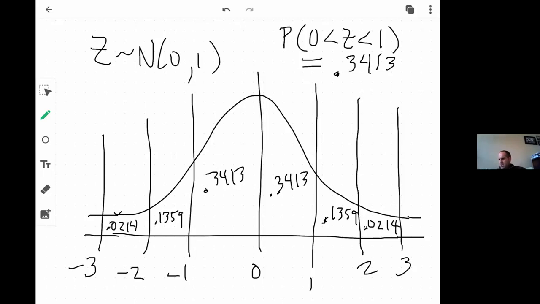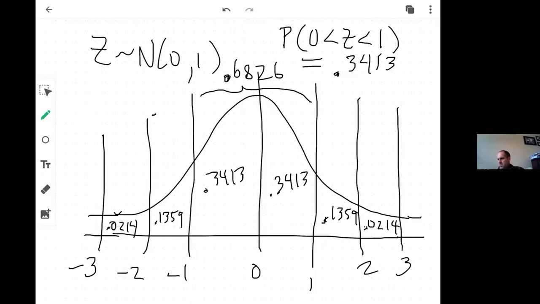And what about that percentage right there? Well, that's 0.6826. So basically that means that to be within one standard deviation of the mean, there's about a 68% chance, a little bit over 68% chance of that happening.